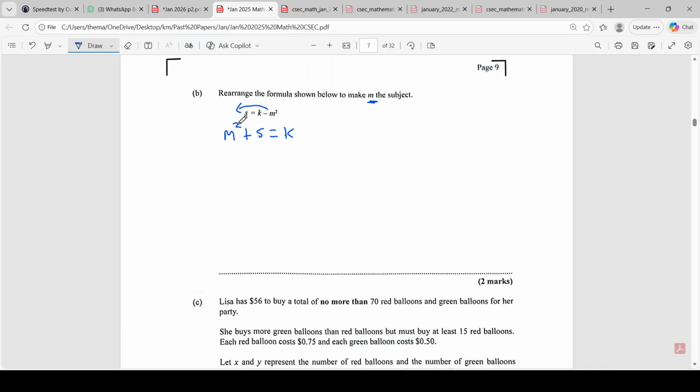Right, the whole objective is to get m by itself. So now we carry the s across that side. m squared is equal to k. This is plus s, so when it goes across it is minus s. And now we have to get rid of this square sign. To get m by itself, we carry the square sign across. Remember, when you move across, you're doing the opposite. So if this is square, on that side it becomes square root. So m is equal to the square root of k minus s.